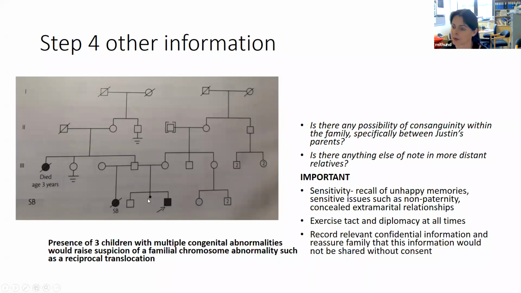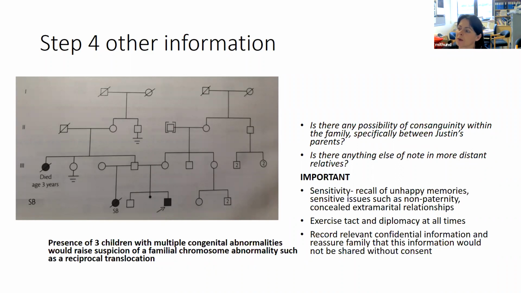the miscarriage as well. So the presence of 3 children with multiple congenital abnormalities would raise suspicion that there's a chromosomal translocation. As we talked about last week, the people who are carrying the translocation, if they're balanced, they're okay. But when they're making gametes, sometimes they may be unbalanced. So that may mean that when that egg or sperm is fertilized, you may have a resulting embryo that has an abnormal number of chromosomes, which means there's a much greater chance of having a miscarriage or a stillbirth, depending on what the extra or missing chromosome is.